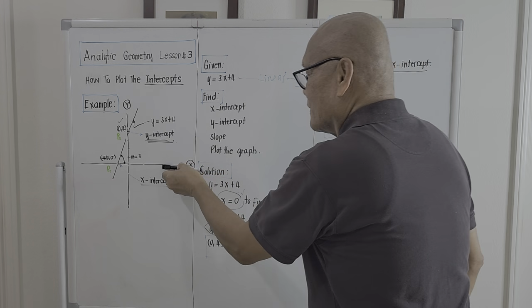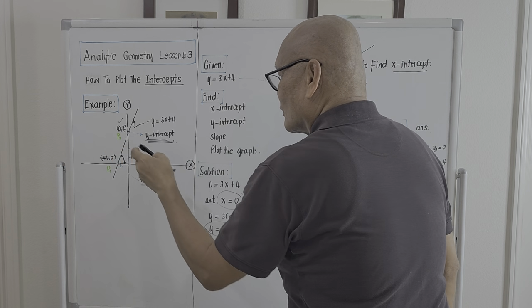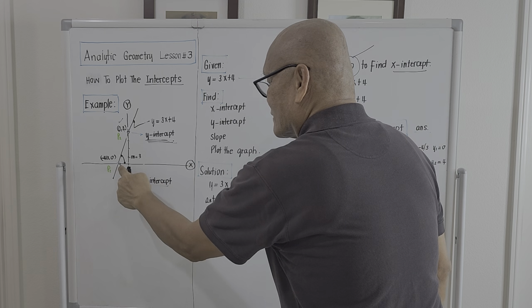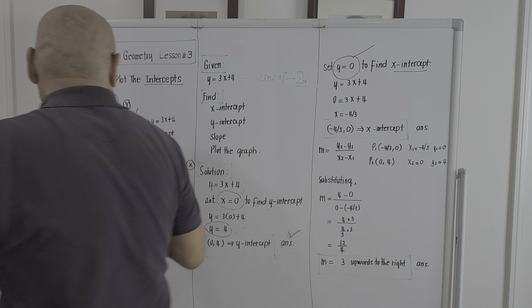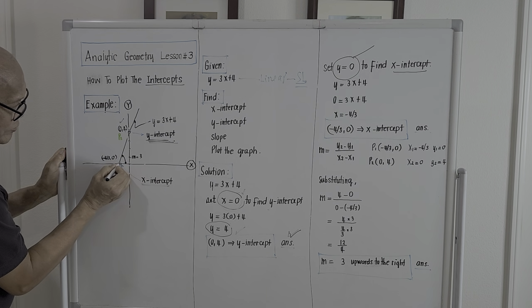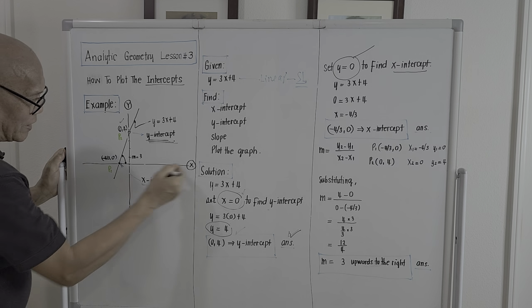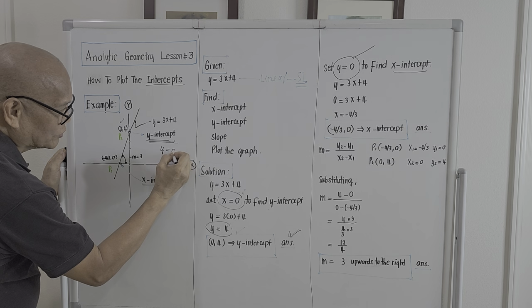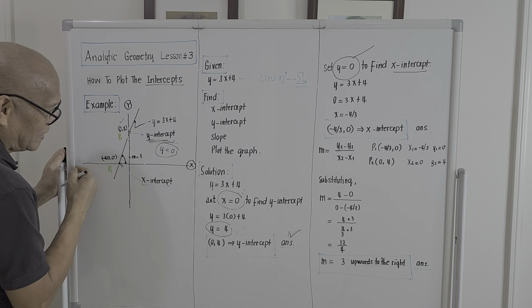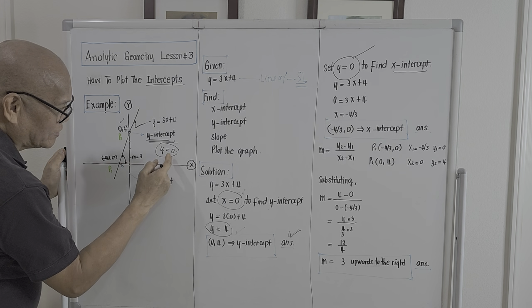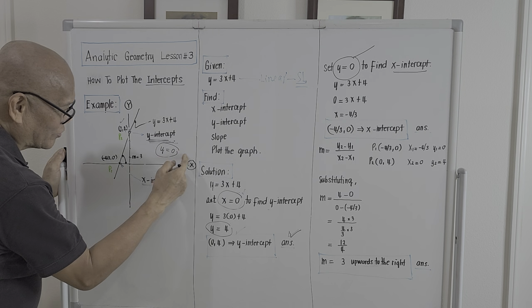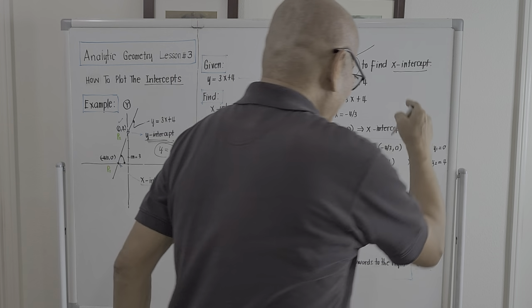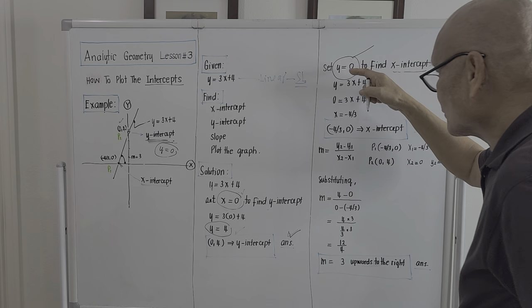The x-intercept is a point on the x-axis where the line crosses, right? It is at this point here. So, if a point lies on the x-axis, the ordinate is y equal to 0, right? On the x-axis, the ordinate is 0. So, if we set y equal to 0, we could compute for this one. For the computation of the x-intercept, we set y equal to 0.